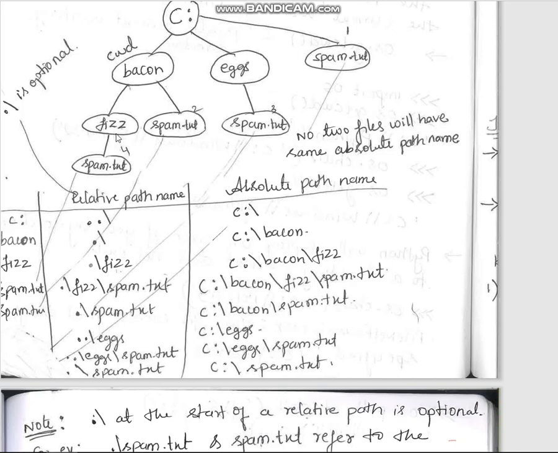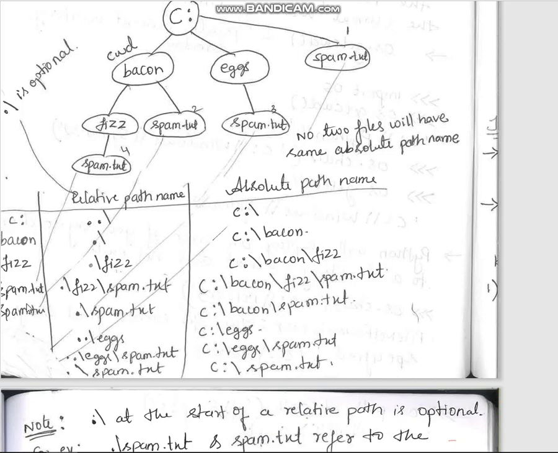Similarly, if I want to write for the fizz, how to write the path? If it is the current working directory, that is the relative path, the current working, dot slash fizz we write. And suppose I want to write now for the absolute path, I have to start from the root. That is C colon slash bacon slash fizz. Like this we write the absolute path.